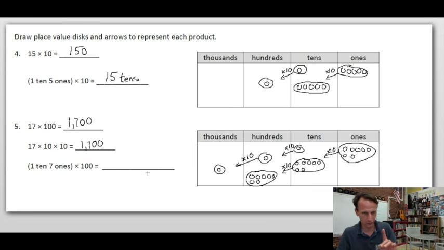And now, here's the one where you have to think a little bit. 1 ten, 7 ones, 17, that we start with. 1 ten, 7 ones times 100. What's that? So we have 17, right? What place are we in? Hundreds. 17 hundreds. Isn't that another way of saying 1,700? 1,700s. Okay, so 17 hundreds.